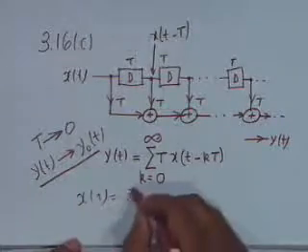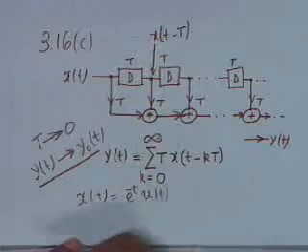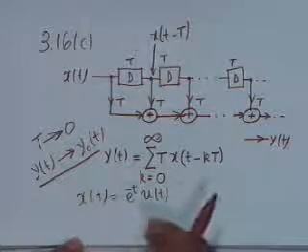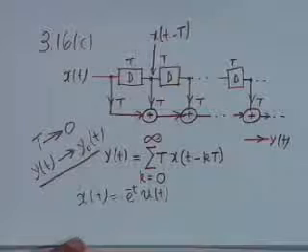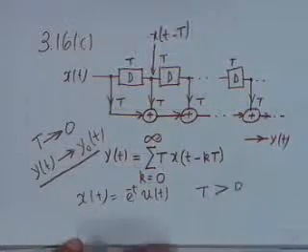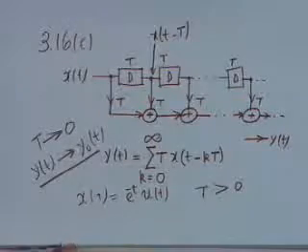In addition, what is given is that x of t is e to the minus t u of t. If that is the case, then what is the shape of y of t for a general capital T which is greater than 0? These are the two questions, and then there is a third part which I shall come to later on. Is the question clear? Okay.